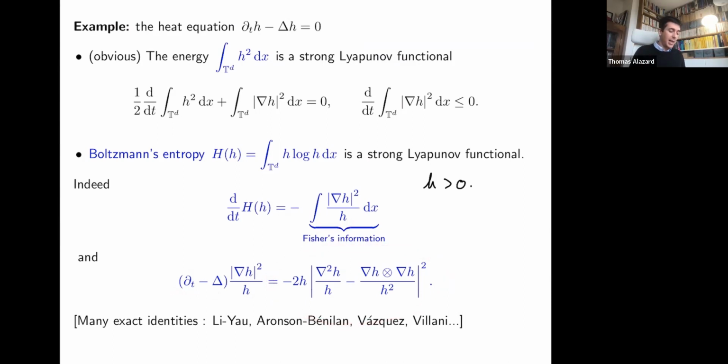And this tells you that indeed the Boltzmann entropy will decay in a convex manner. It's related to other exact identities which are essential in this field, and I am just giving some names: Li, Yao, Aronson, and Benilan, that you can find in the book by Vazquez or Vidal.